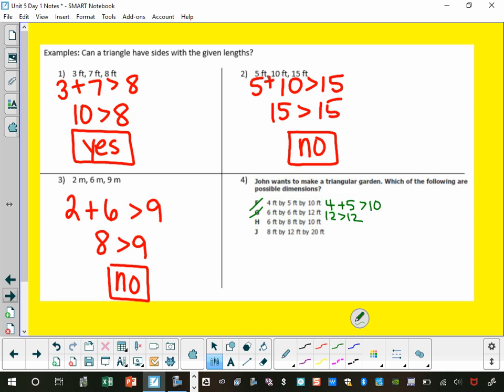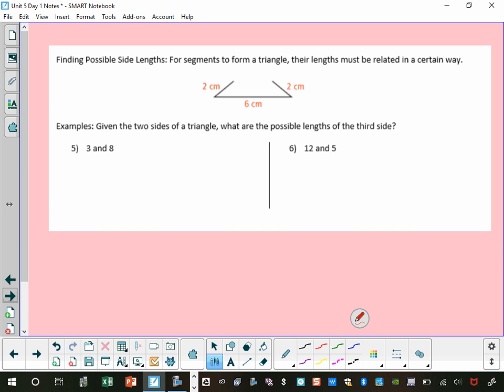Letter H, what's 6 plus 8? 14. Is 14 greater than my third side of 10? Yes. And just to be sure, I checked my last answer. 8 plus 12 is 20. That is not greater than 20, so H is my answer. I know I'm going through that kind of fast, but we understand that, right? We just did it. That's basically the review.